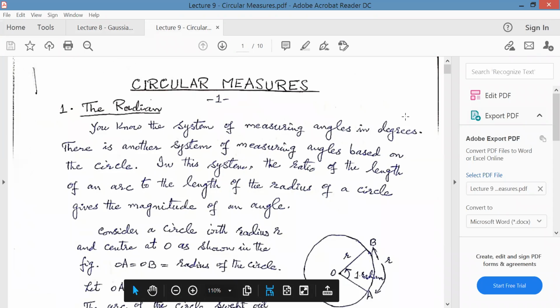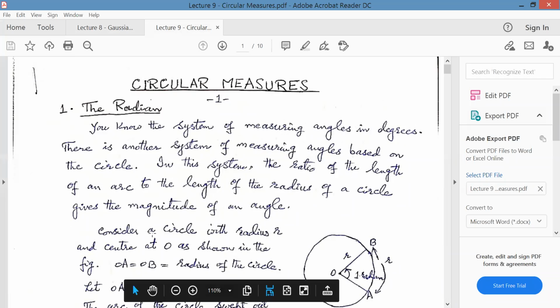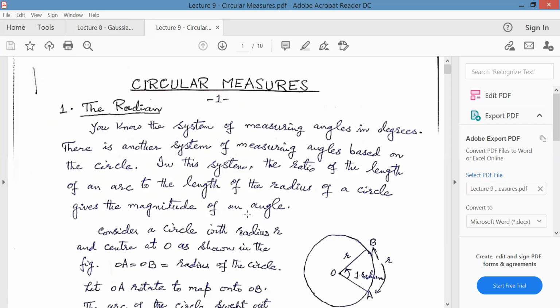You know the system of measuring angles in degrees. There is another system of measuring angles based on the circle. In this system, the ratio of the length of an arc to the length of the radius of a circle gives the magnitude of an angle. And then we say this angle is in the radian form. So the ratio is the arc length divided by the radius of the circle.